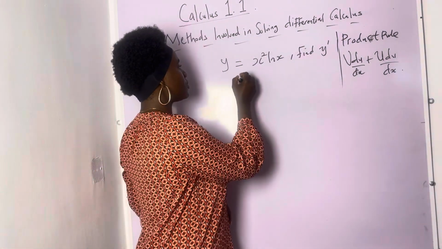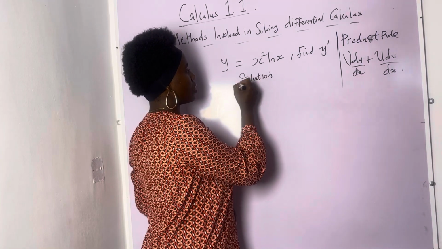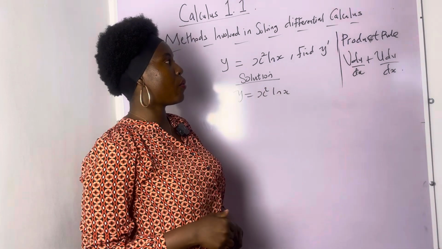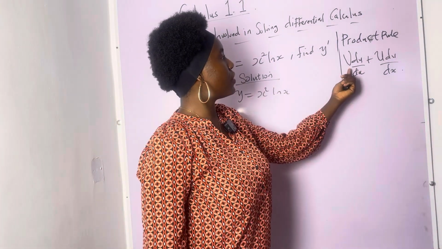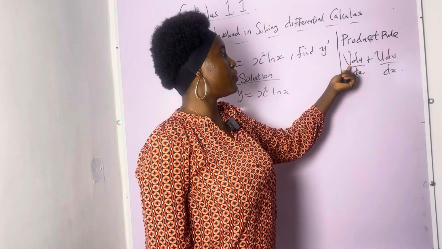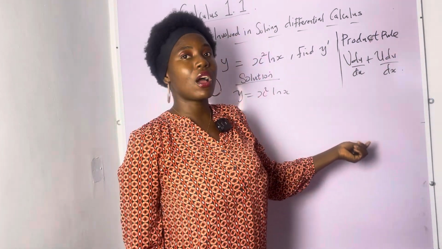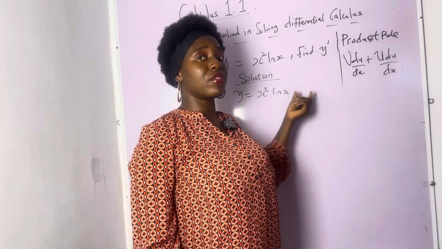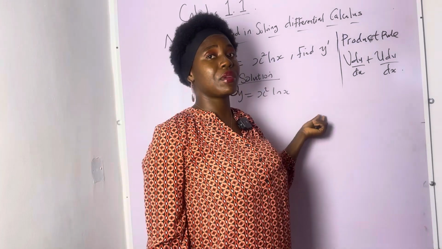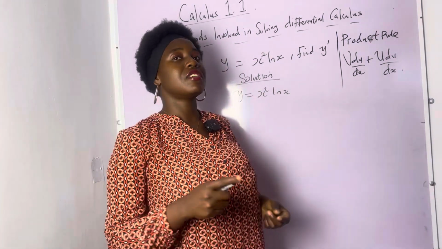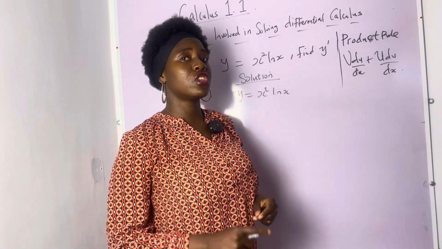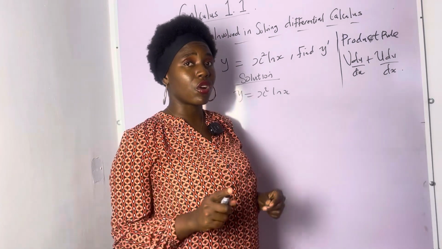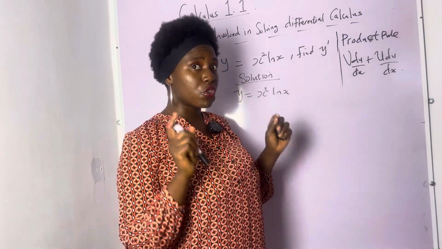Now, first of all, solution. Our question says y equals x squared ln x. Based on the product rule, we have v du/dx plus u dv/dx. Therefore, how do we identify our v and our u? We have two functions here, x squared and ln x. What's going to be our u and what's going to be our v? This stage is very vital, because if your choice of u is wrong, your answer is going to be very wrong. So you have to be very particular in choosing your u.